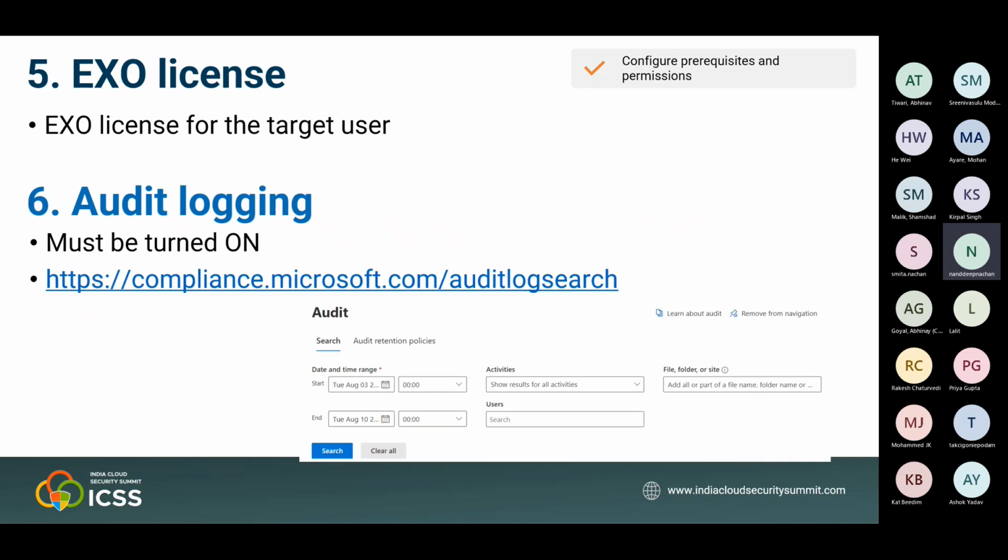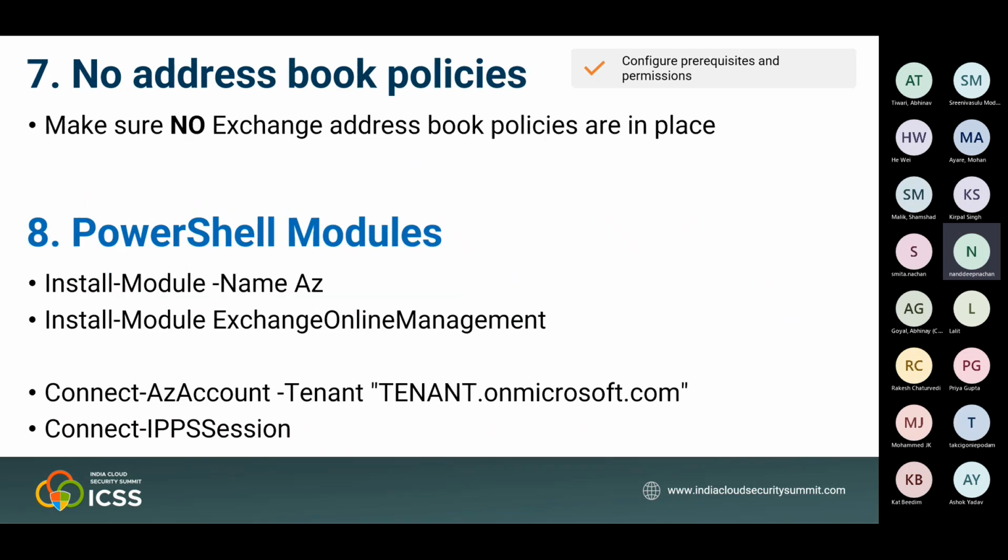And then we just need to see that information barrier policies work only if the target user has been assigned the Exchange Online license. Okay, and audit logging should obviously be turned on so that we'll be able to go through the audit logs and use that.